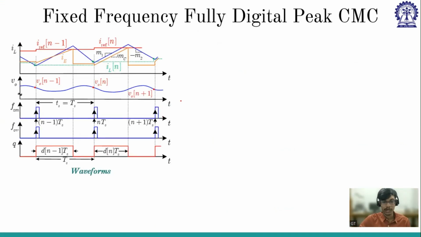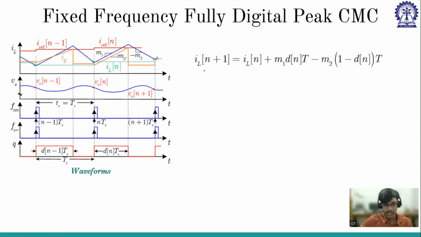Now coming to our current loop stability. It is the same expression as current mode control, right? From IL of n, I get the peak value, which is IL of n plus M1 d of n into T, and then from there I subtract M2 into (1 minus d of n) into T. But the main difference comes in the duty ratio.